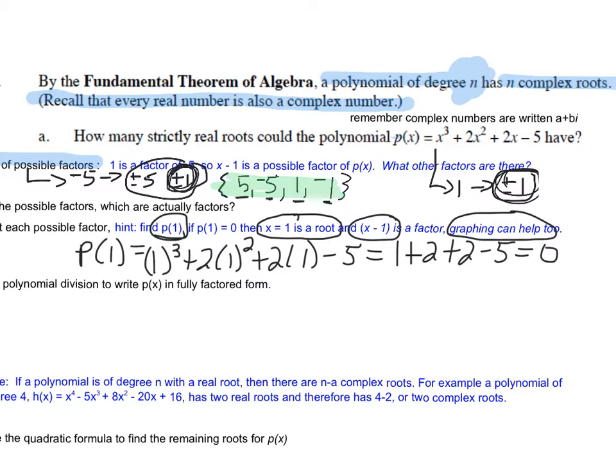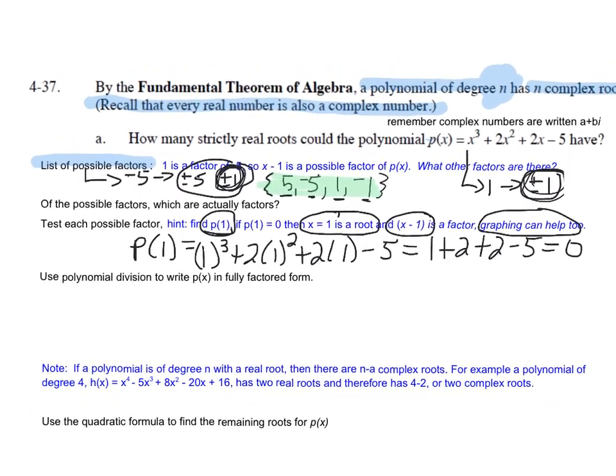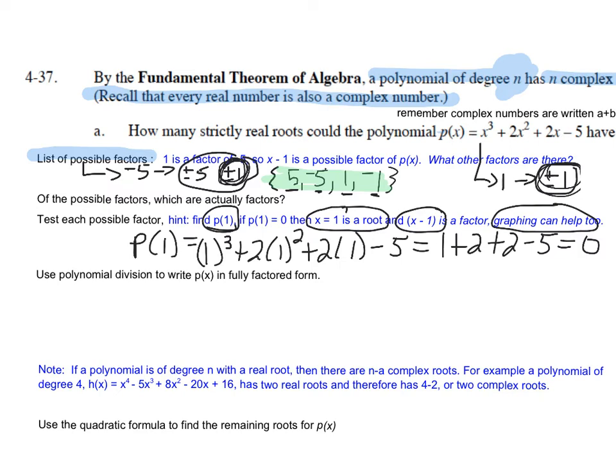So if I write this in factored form, I'm going to have to use my long division, or polynomial division. So let's build our box.